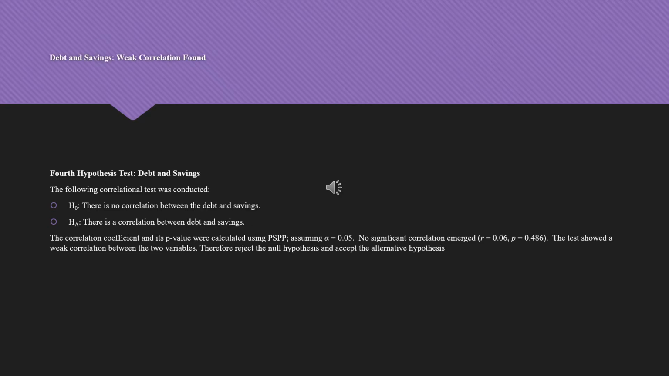Our fourth hypothesis test is between debt and savings. The following correlational test was conducted. Our null hypothesis here establishes that there's no correlation between the debt and savings. Our alternative hypothesis, there is a correlation between debt and savings. The correlation coefficient and its p-value were calculated using PSPP, assuming alpha 0.05. No significant correlation emerged. The test showed a weak correlation between the two variables. Therefore, we reject the null hypothesis and accept the alternative hypothesis.